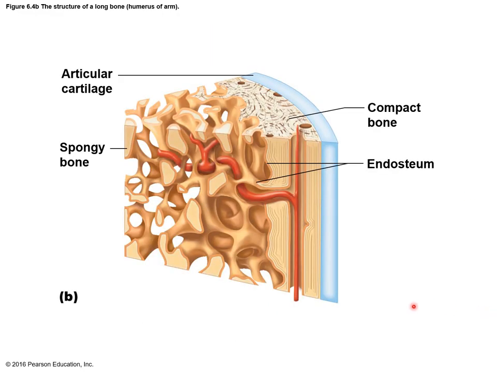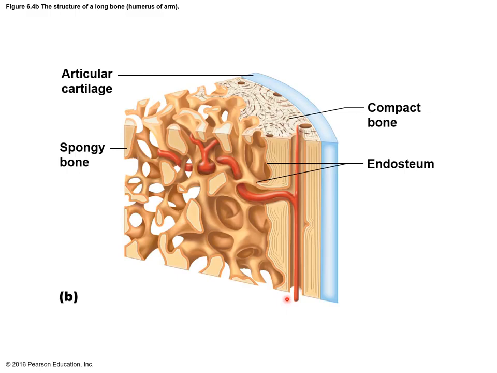So if we look up a little bit closer at this, once again, the spongy bone, the compact bone on the external surface, and then this is taken from the epiphysis, so it's the articular cartilage here. And then notice on the lining between the compact bone and the spongy bone, that's where your endosteum is. Think endo, internal.